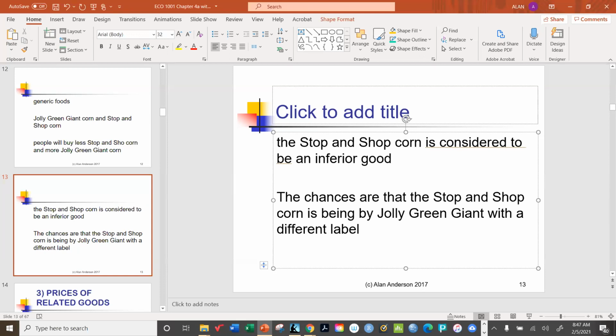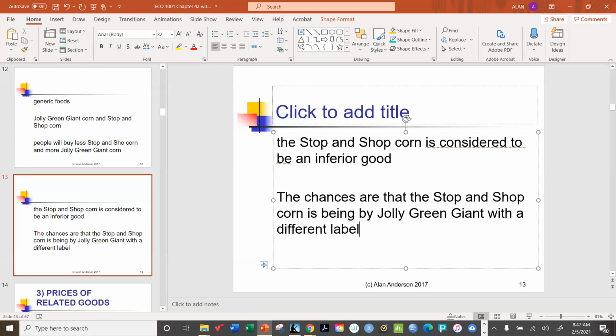So they cut a deal with Stop and Shop and say, listen, we'll sell you our corn with your label and we'll give it to you at a good price, and then you can sell it at a profit, so that consumers have a choice between the expensive Jolly Green Giant and the inexpensive Stop and Shop corn, but they're both often being made by the same company.